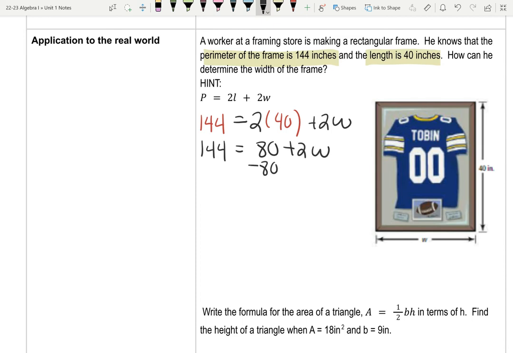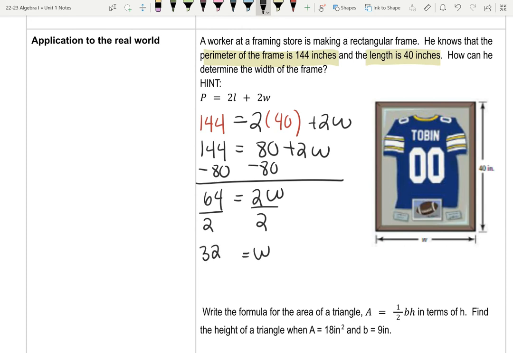So I have 144 equals 80 plus 2w. Then I will subtract 80 from both sides. And I'm going to get 64 is equal to 2w. I'm going to divide by 2 on both sides. And I get that w is 32. So that is my width. I'm going to add inches on there since we are talking about a length.